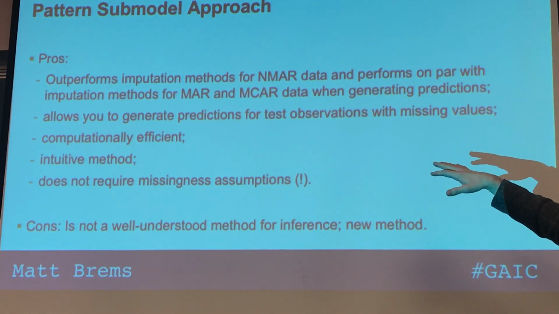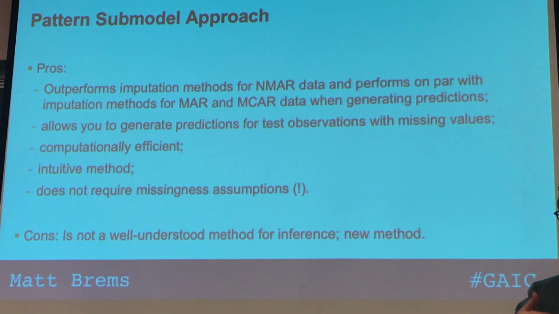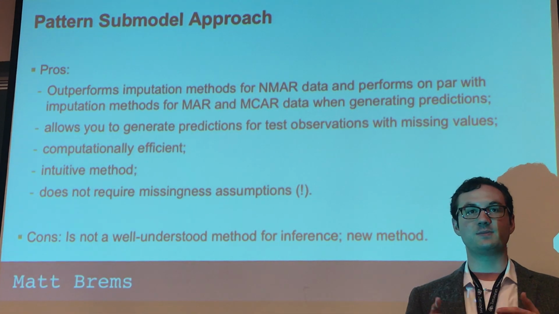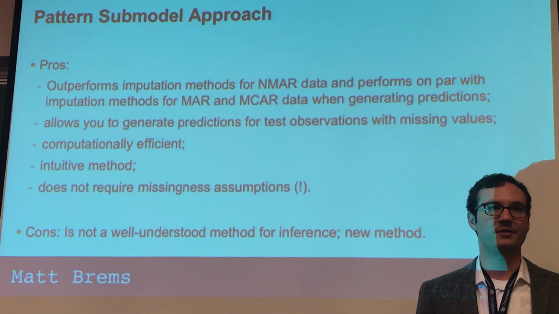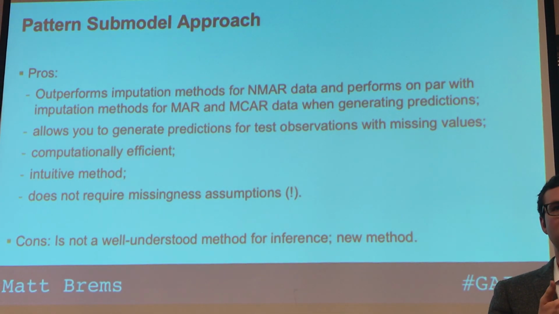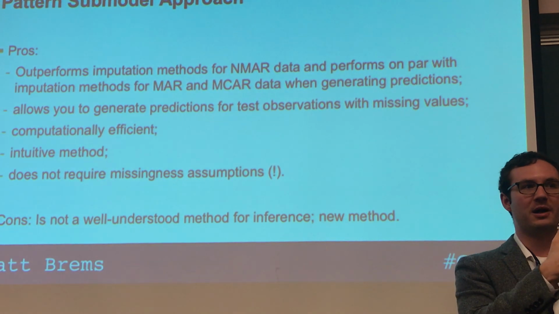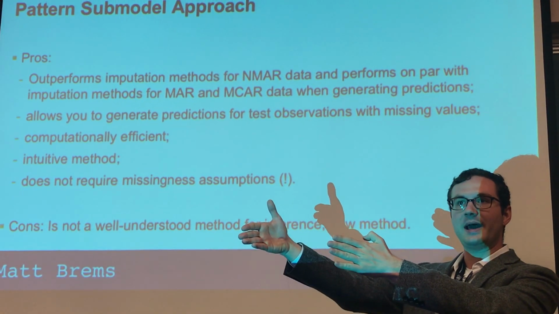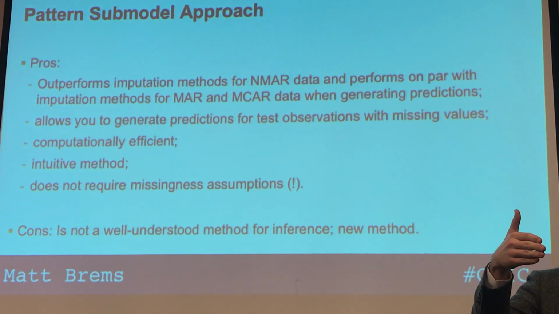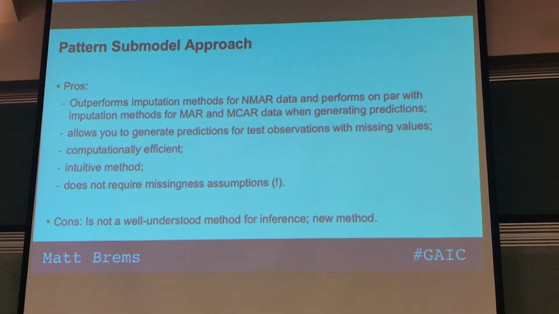It allows you to generate predictions for test observations with missing values. If you use an imputation method and you fill in these missing values, let's say now you get one new test observation that's missing some of those covariates that you have. If you're missing maybe X2 in that test value, now using the pattern submodel approach, you just pick the model that fits that missingness pattern. You don't even have to try and fill in that missing value for your test observation. You can handle test observations that happen to have missing values. You don't need to worry about it.